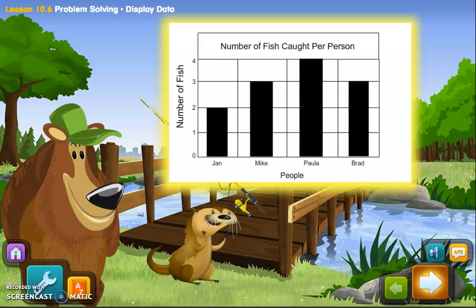So let's look at that for a second before we move on. So he's wondering, how do we find out how many people caught 3 fish? And so this could be a problem that you might have to solve, and you can use a bar graph to help you do that. So in this case, if Mr. Bear over here wants to know how many people caught 3 fish, then he can just look at the bar graph, look at the number 3, and see which people's bar stops right at number 3. So in this case, Mike caught 3 fish, and Brad also caught 3 fish.